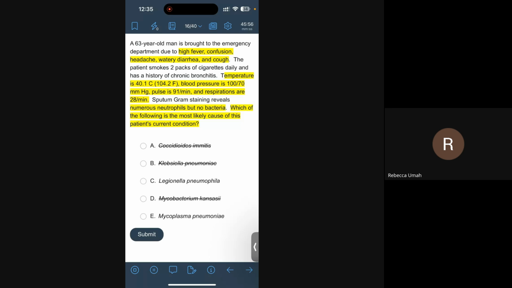What type of pneumonia does mycoplasma cause? Atypical pneumonia, walking pneumonia, atypical interstitial pneumonia. And in interstitial pneumonia, what is the temperature? Low grade.